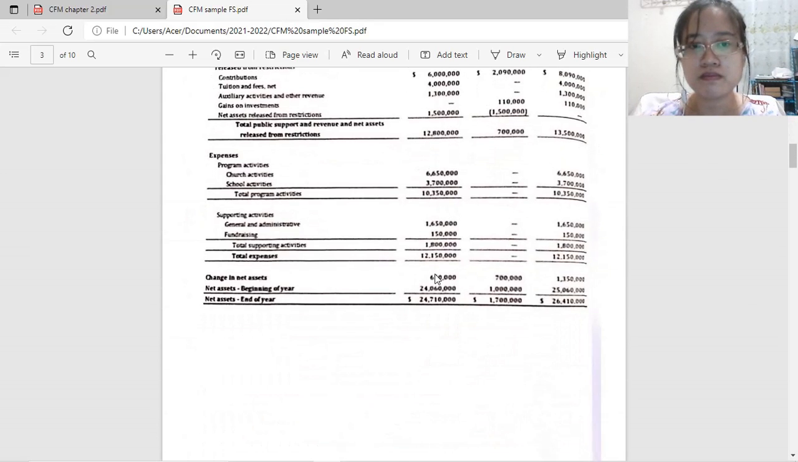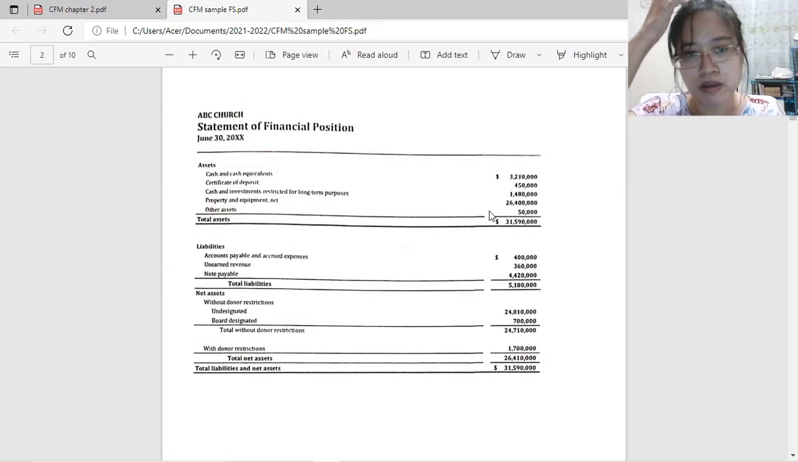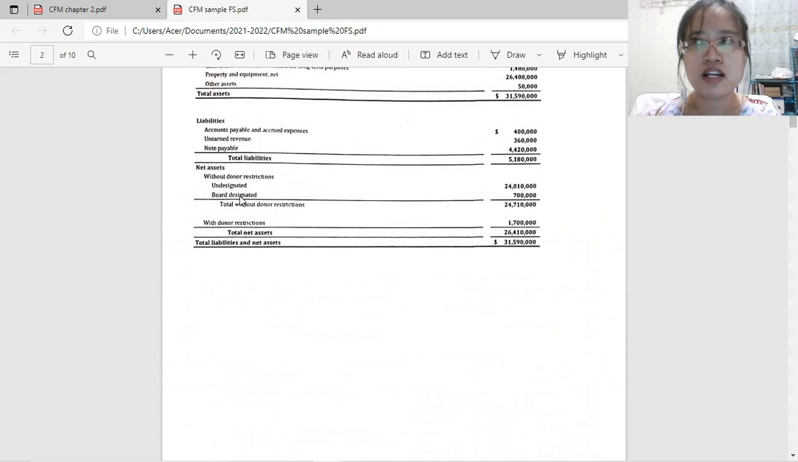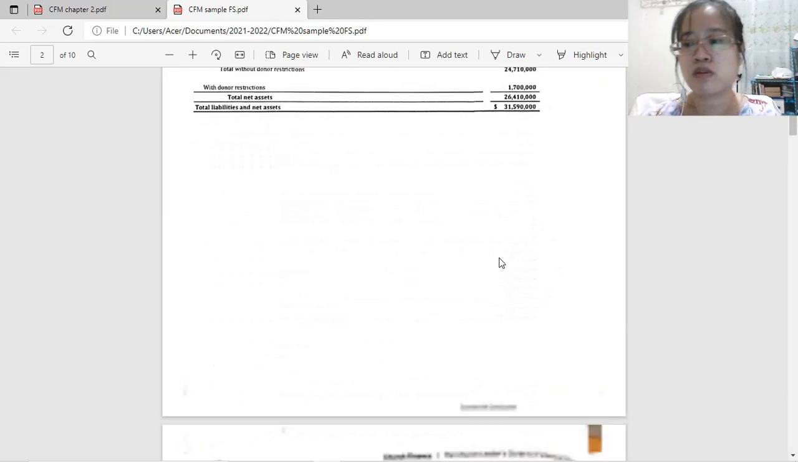And of course you have to make sure you have enough cash to pay off the monthly installment for the liabilities, if any. And if there are temporarily restricted donations which would be used in the coming months or in the next year, you have to make sure you have enough cash on hand or any form of asset which can be convertible into cash immediately, so that it can be used for that purpose.